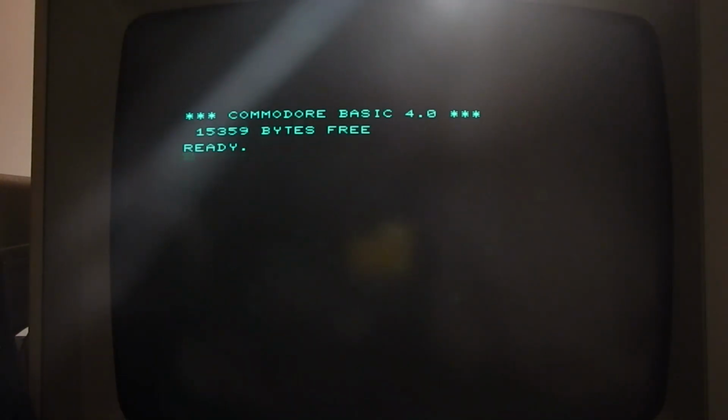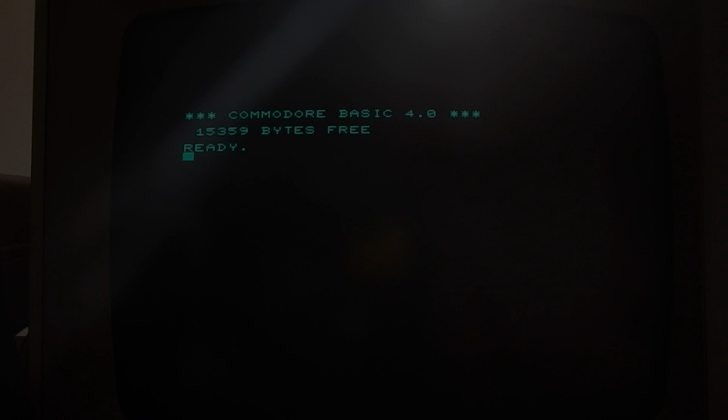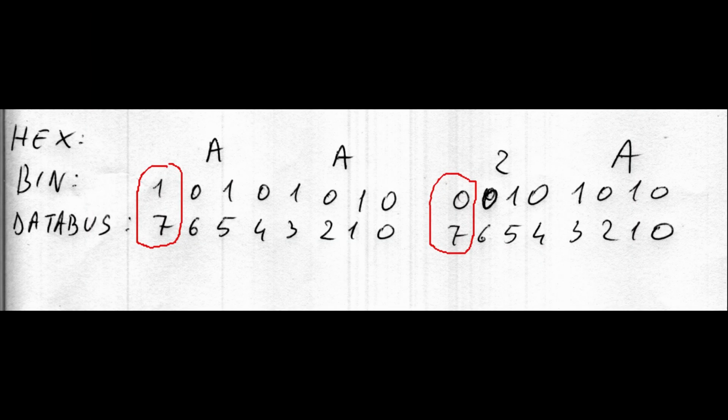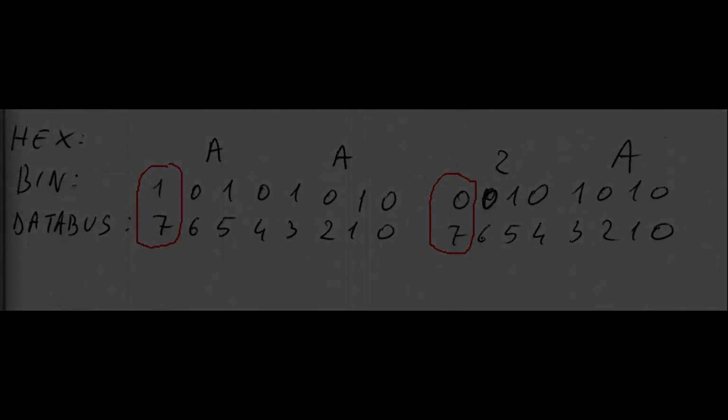It's again broken. It only sees half the RAM now. Looking again with the machine language monitor at the 4000 address, which is the start of the second 16K bank, we see a 2A byte. And if we do again the same exercise to find the bad bit, now we get a bad number 7.